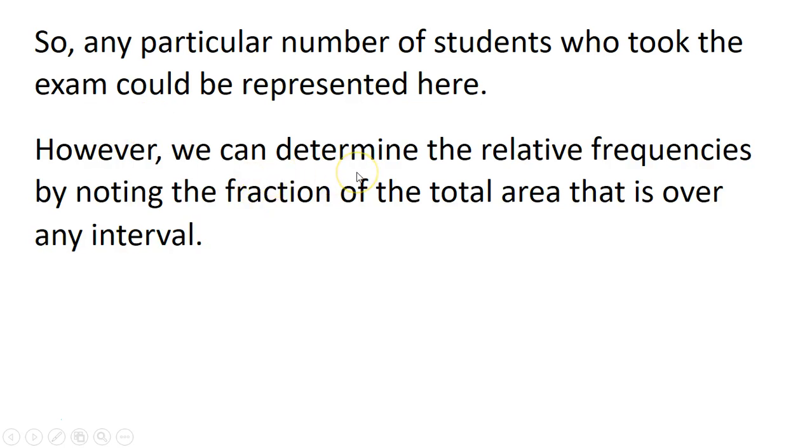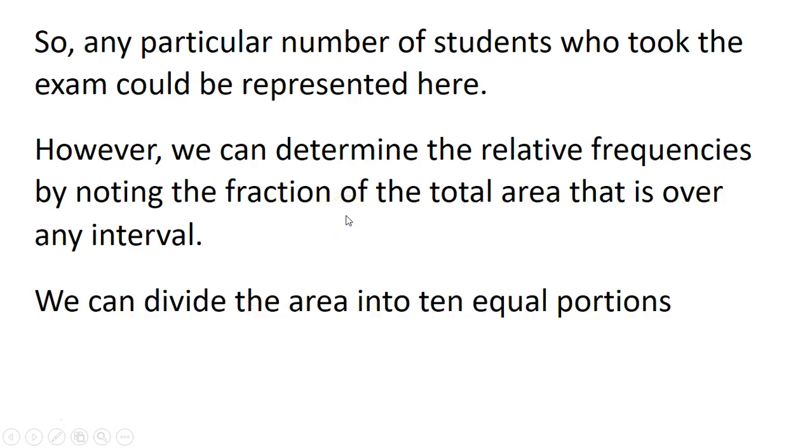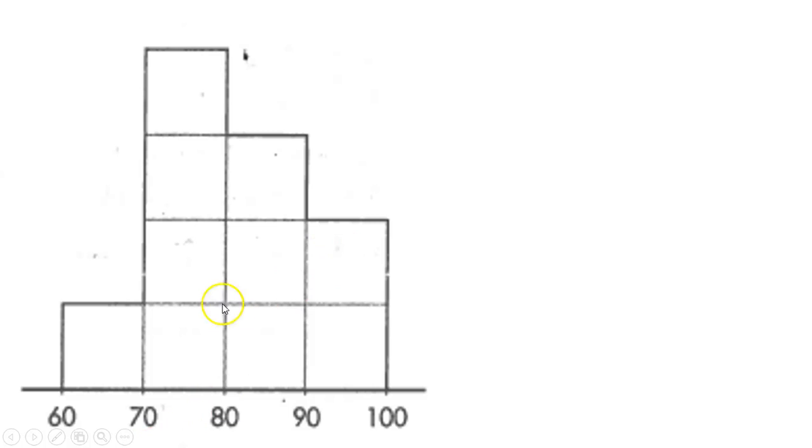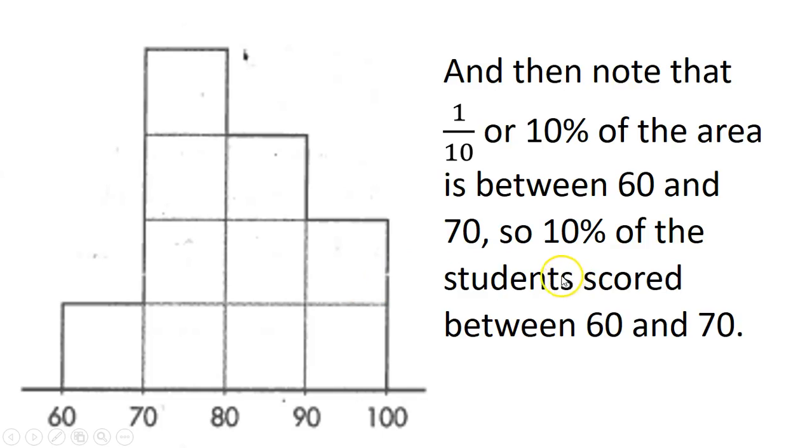However, we can determine the relative frequency, which is like the percentage, by noting the fraction of the total area that is under it. We can divide the area into 10 sections, right? So if I took that and started to draw lines, 1, 2, 3, 4, 5, 6, 7, 8, 9, 10. So that's 1/10. 1/10 of everyone, which is roughly 10%, fall there. So each one of these is about 10%. So 40% went in between here, 30%, 20%, that's all it is. So I was able to reasonably get that, right?